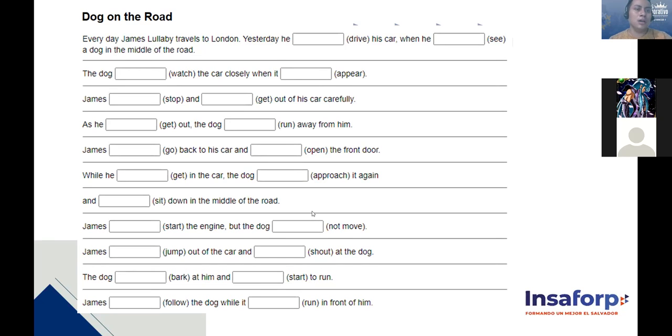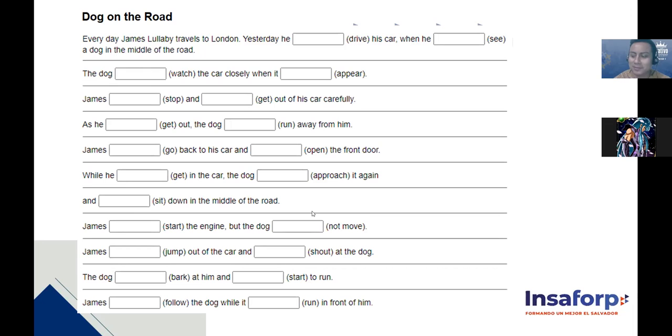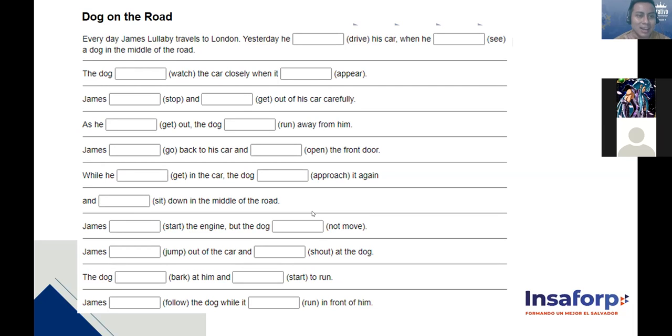Every day, James Lullaby travels to London. So that's the way it starts. Then we have our first lines in here. And I don't know if there is anyone of you who would like to participate and start with the first sentence, applying simple past and past continuous. We have two participants. We're going to listen to Joel, and then we're going to listen to Emma.